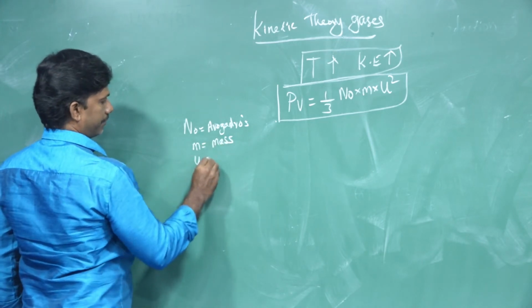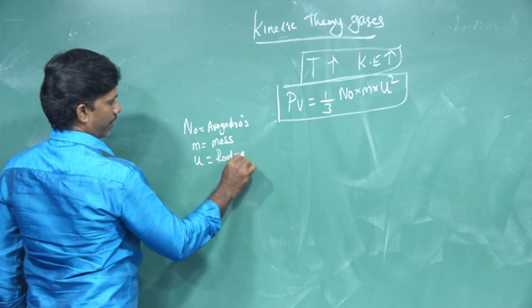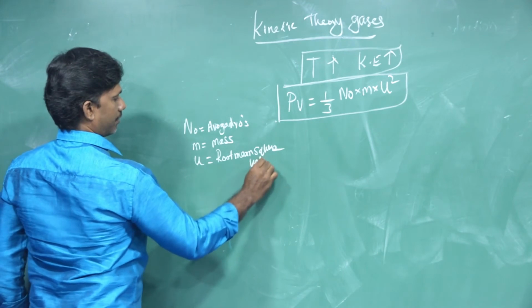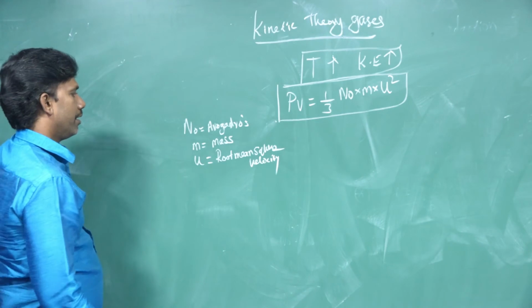Then U is the root mean square velocity. Root mean square velocity. Okay, that we know.